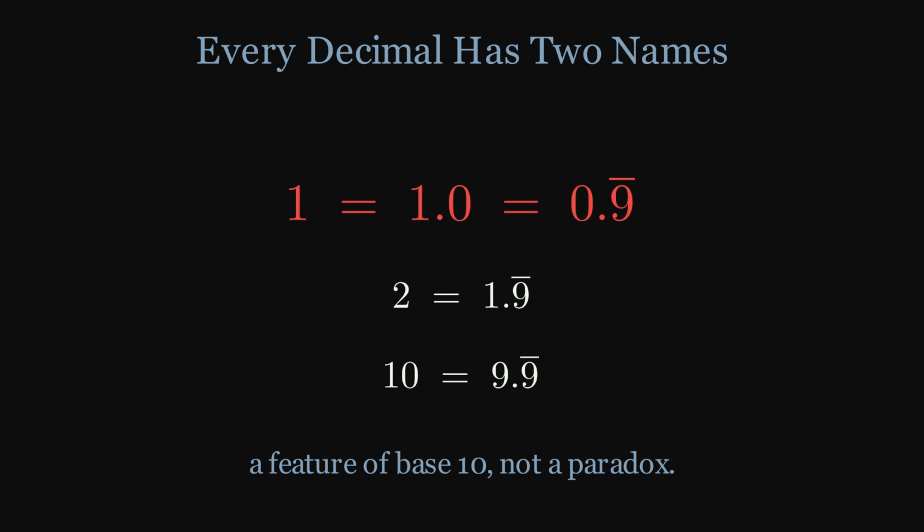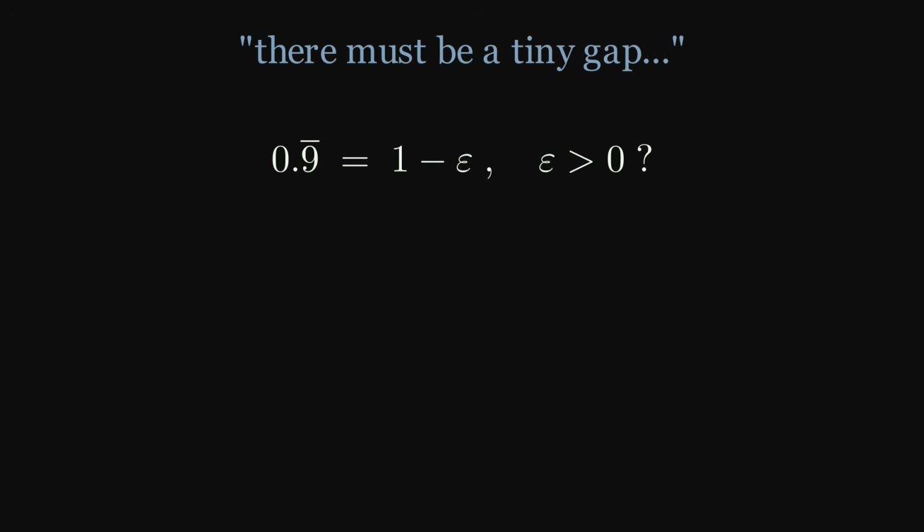The most persistent objection to 0.9 repeating equals 1 goes like this. There must be a tiny number, infinitesimally small but still positive, that fills the gap between them. 0.9 repeating is 1 minus epsilon, where epsilon is very, very small but not exactly 0. To address this objection, we have to look at what the real numbers actually are. The real numbers have a property called Archimedean.